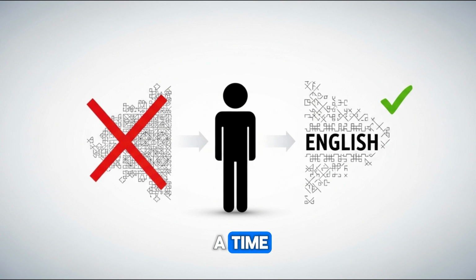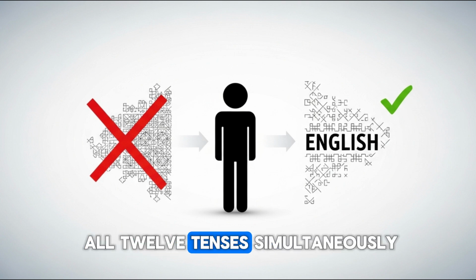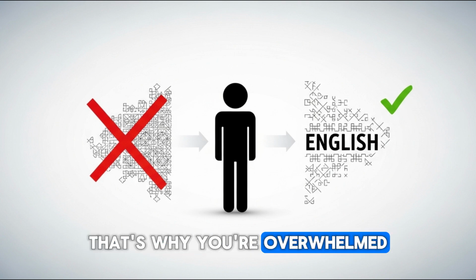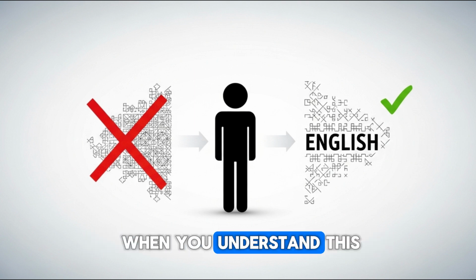Build one layer at a time. Don't try to master all 12 tenses simultaneously, that's why you're overwhelmed. The biggest breakthrough comes when you understand this.